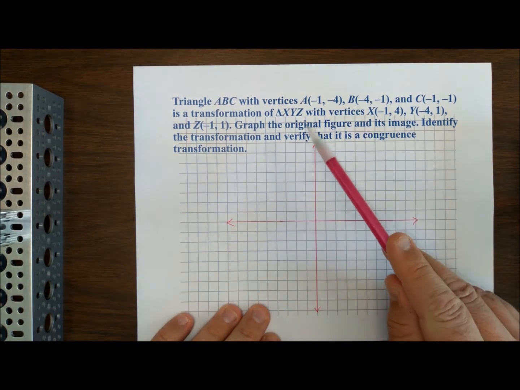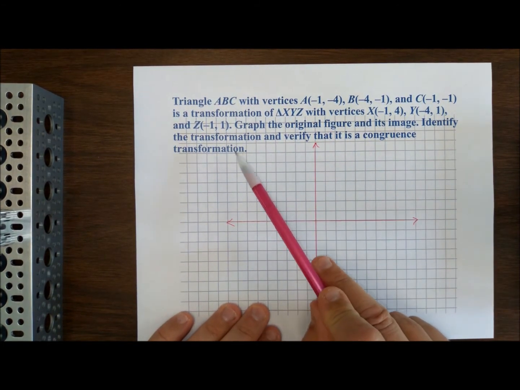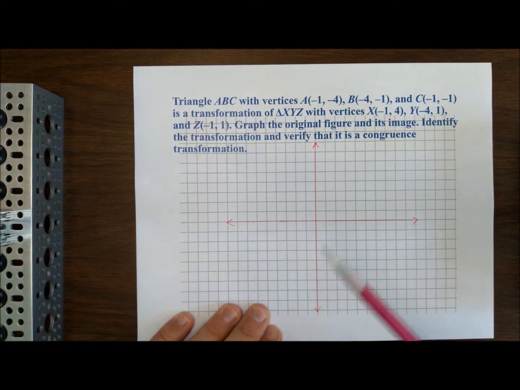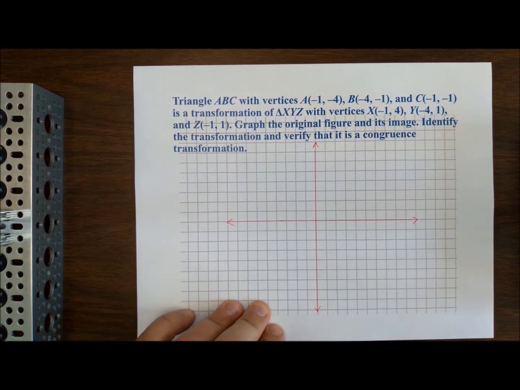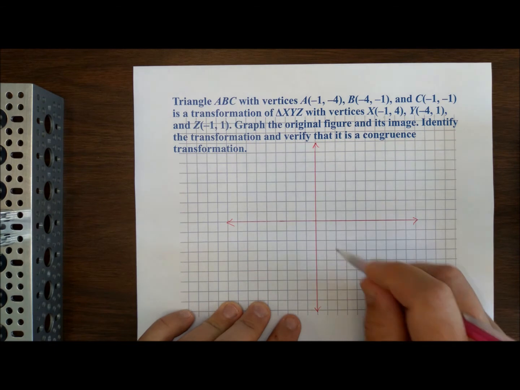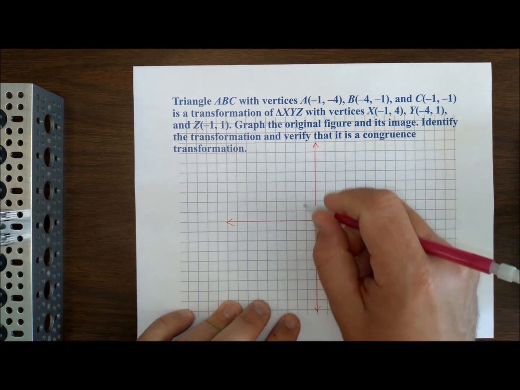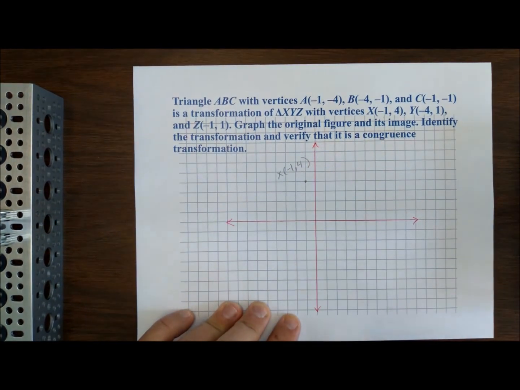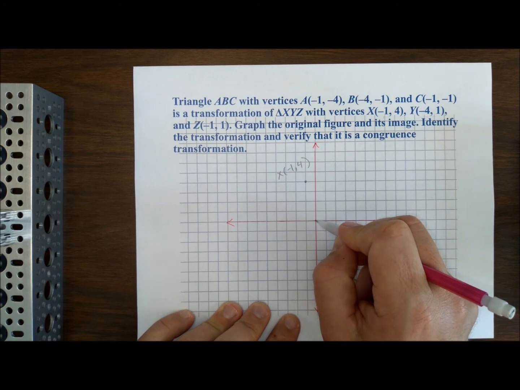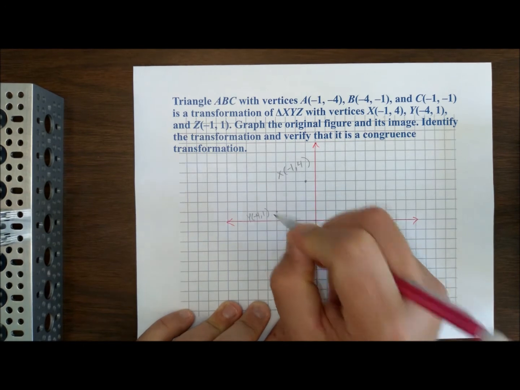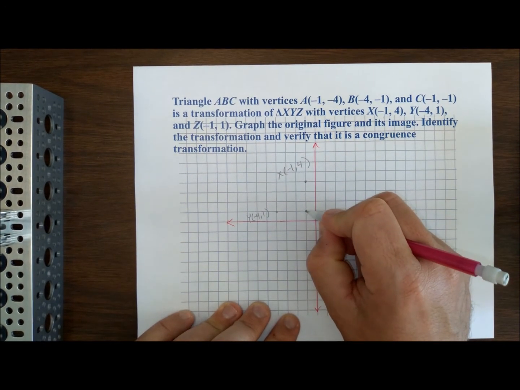They give us triangle ABC with these vertices, and they say that that is a transformation of triangle XYZ with these vertices. Graph the original figure and its image, and then identify the transformation and verify that it is a congruence transformation. Okay, so triangle XYZ with vertices X at -1, 4. Here's X. And I got Y at -4, 1. So I'm going to go -4, 1. And Z is at -1, 1. So here's Z.